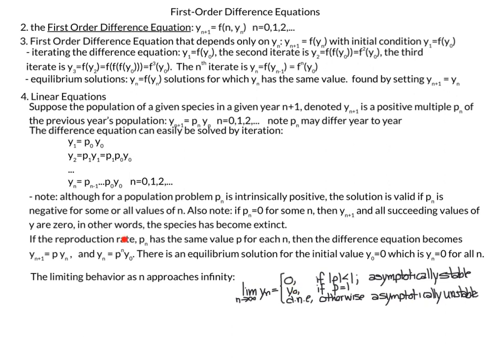However, if ρ is greater than 1, you can see there's no limit. It's just going to keep growing. So the limit does not exist, and we are asymptotically unstable. One thing I find kind of amusing is this problem is so easy. A lot of people kind of miss it.